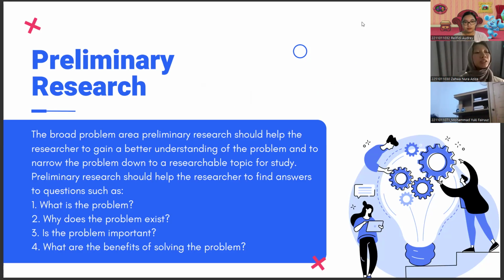Preliminary research. Preliminary research should help the researcher to gain a better understanding of the problem and to narrow the problem down to a researchable topic for study. Preliminary research should help the researcher to find answers to questions such as what is the problem, why does the problem exist, is the problem important, and what are the benefits of solving the problem.